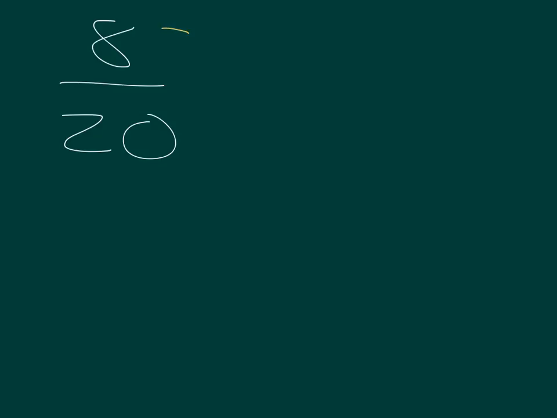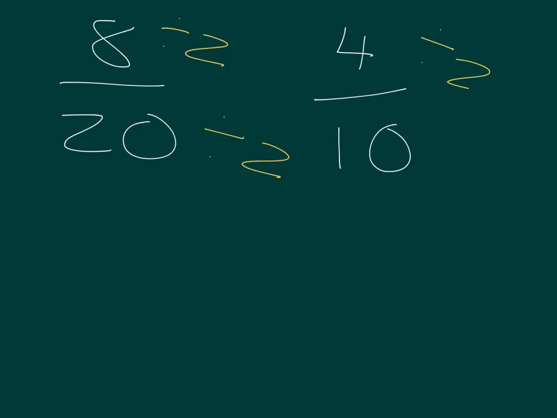We say, well, if I divide that by 2, I've also got to divide that by 2. So 8 divided by 2 will give me 4, and 20 divided by 2 will give me 10. But I look at it and I think, actually, I could divide it by 2 again. So divided by 2, divided by 2. 4 divided by 2 will give me 2, and 10 divided by 2 will give me 5. So, yeah, that's the lowest it can go.